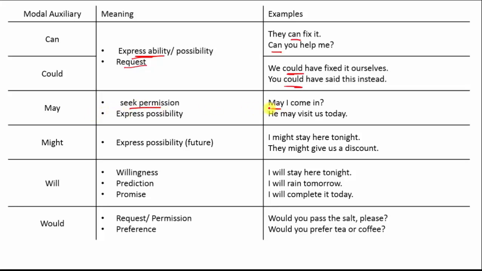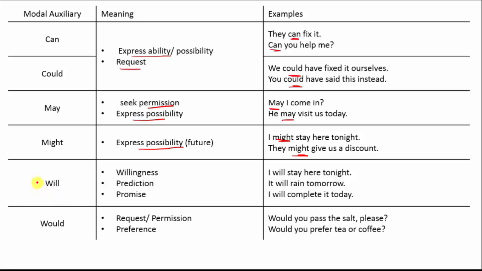For example, may I come in? Or expressing possibility. He may visit us tonight. That's for something that's not sure. He may visit us. He may or he may not. Might is used when possibility is to be expressed, and that also in future. For example, I might stay here tonight. That's something that's not happened right now. I might stay here tonight. They might give us a discount. That's not a confirmation. That's maybe or may not be. That they might give us a discount.